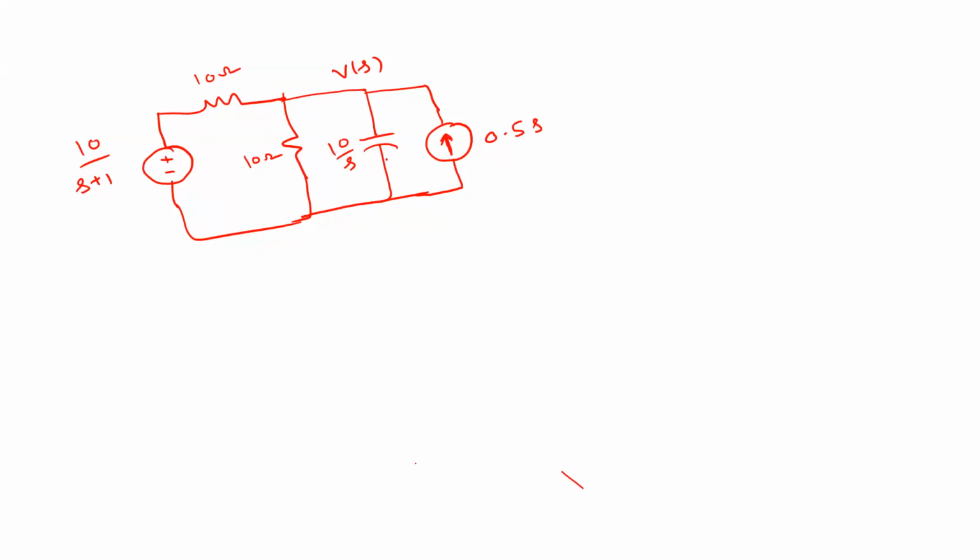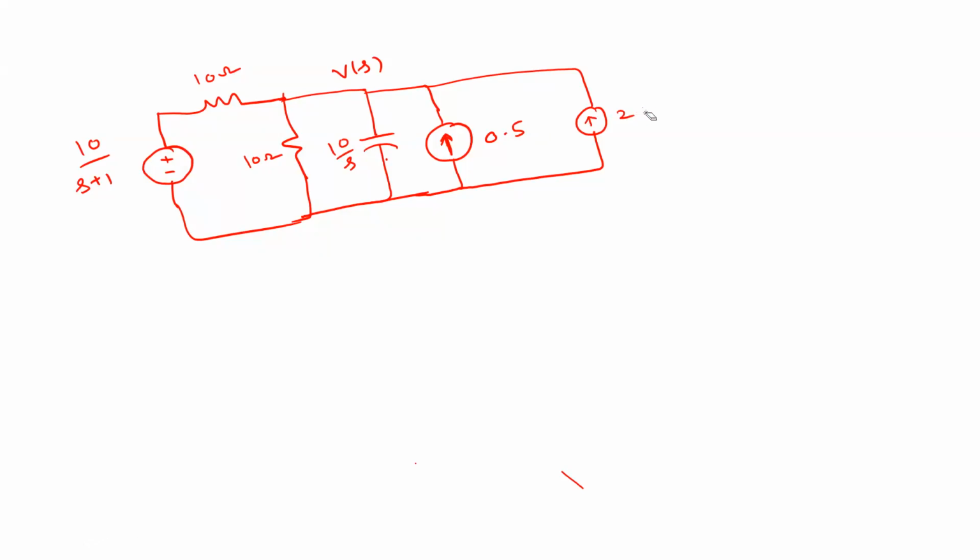Okay. So what else will you get? One more source is there, right? So what is the value of this source? 2. So what is the value of 2 into u delta of t? So this is upwards, right? So this is 2 amperes. So this is 2 only, right?